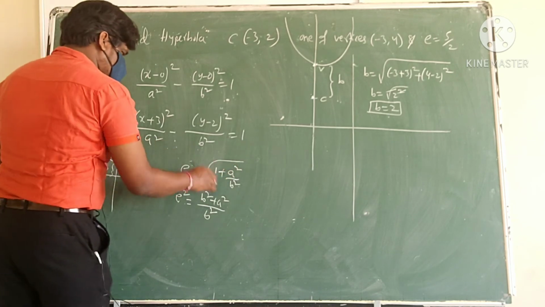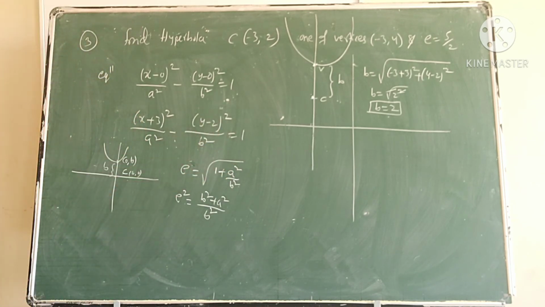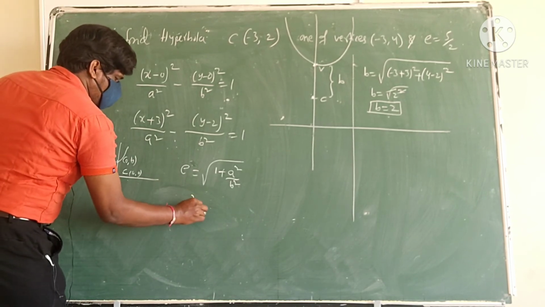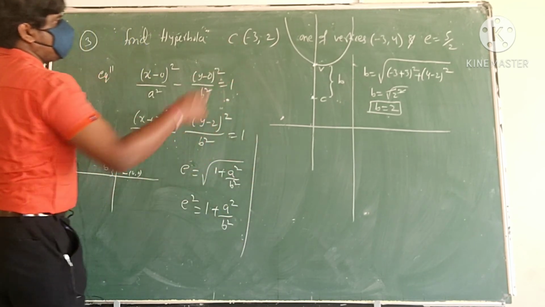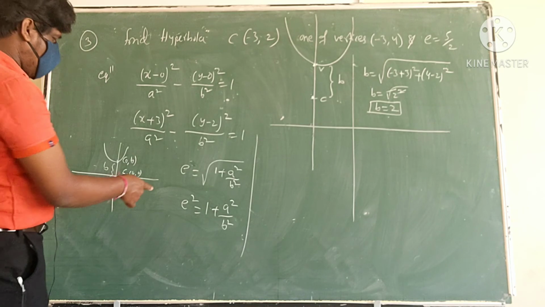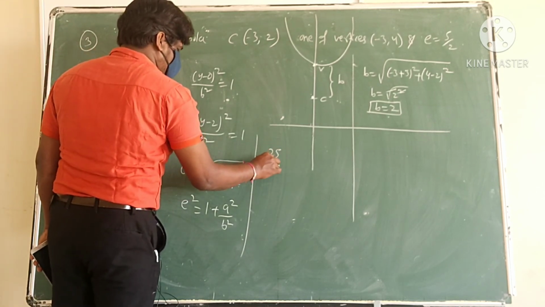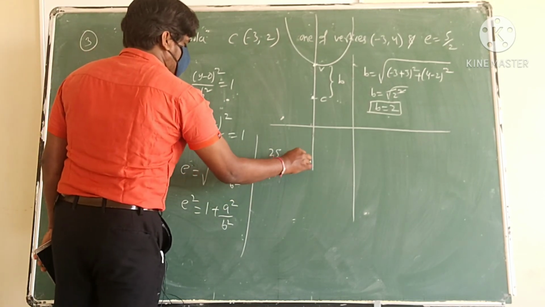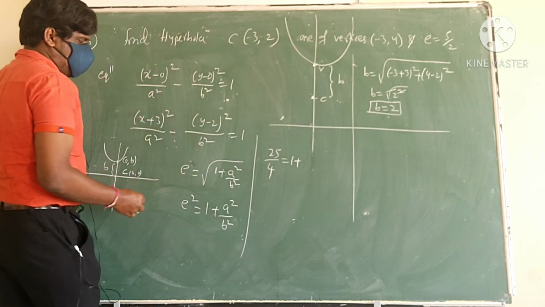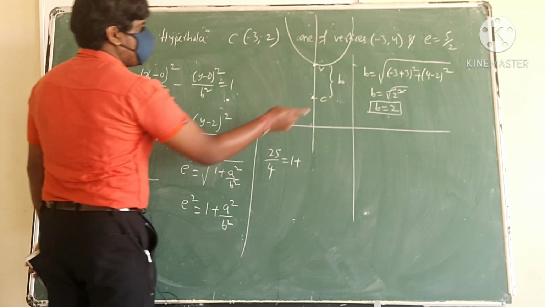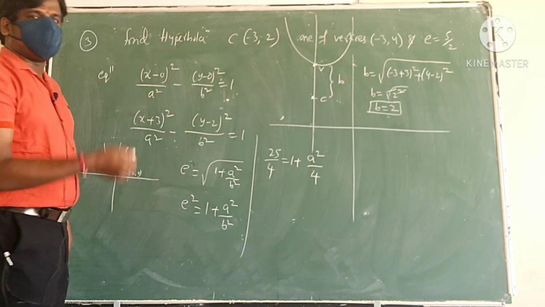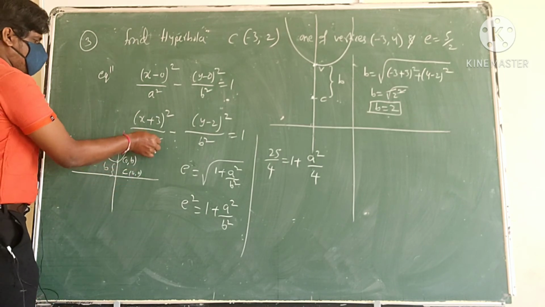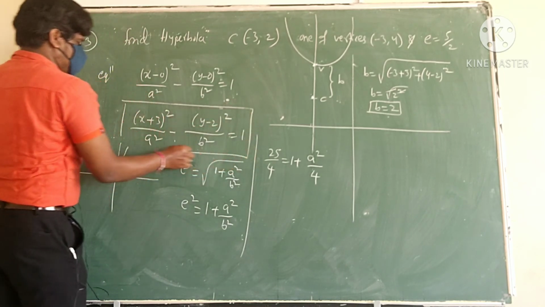Otherwise, you keep it in the fraction only. Here we can say e square is equal to 1 plus a square by b square. What is the e value here? 5 by 2. 5 by 2 whole square means how much? 25 by 4. That is equal to 1 plus a square by b square. A is not known, b is 4. From this you get a. If you substitute that a and b, this is the required hyperbola which is being asked.